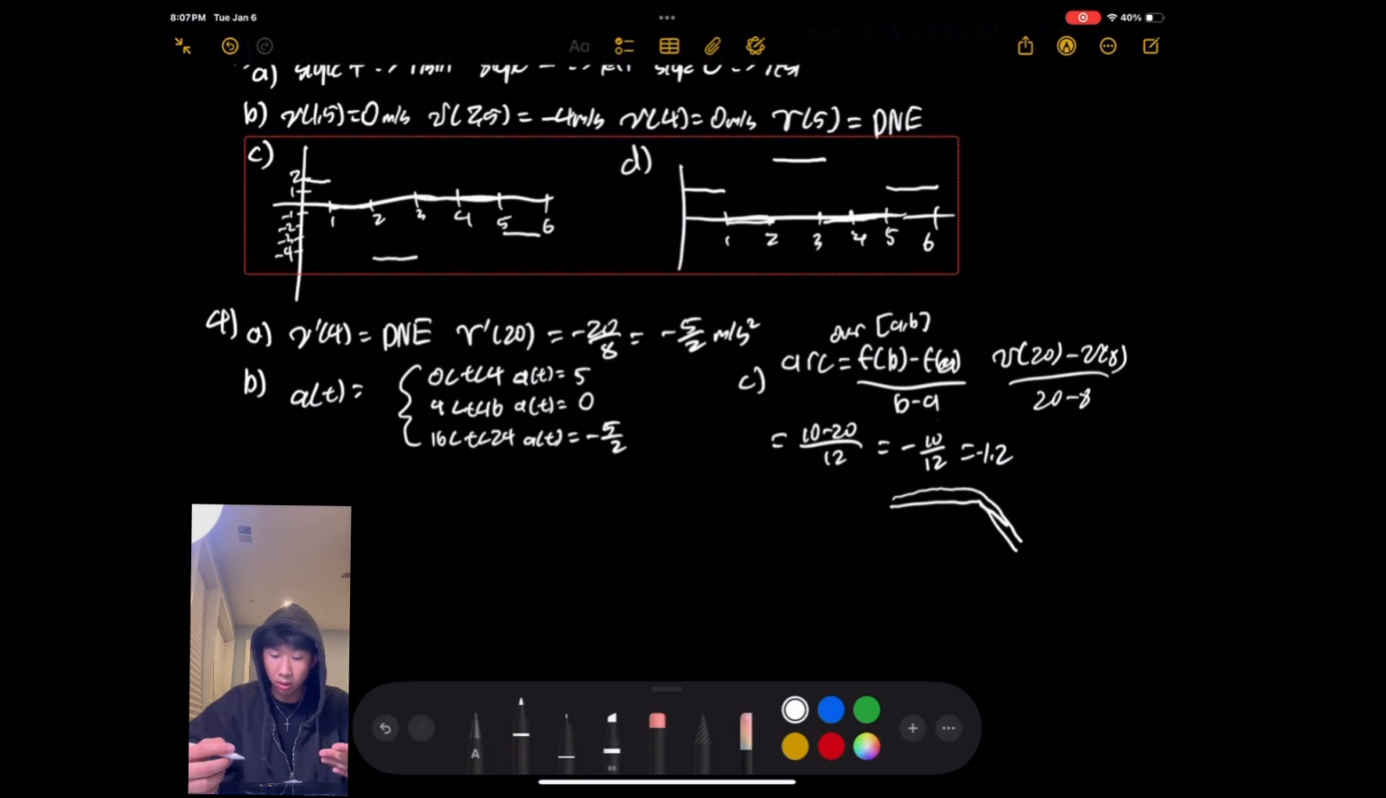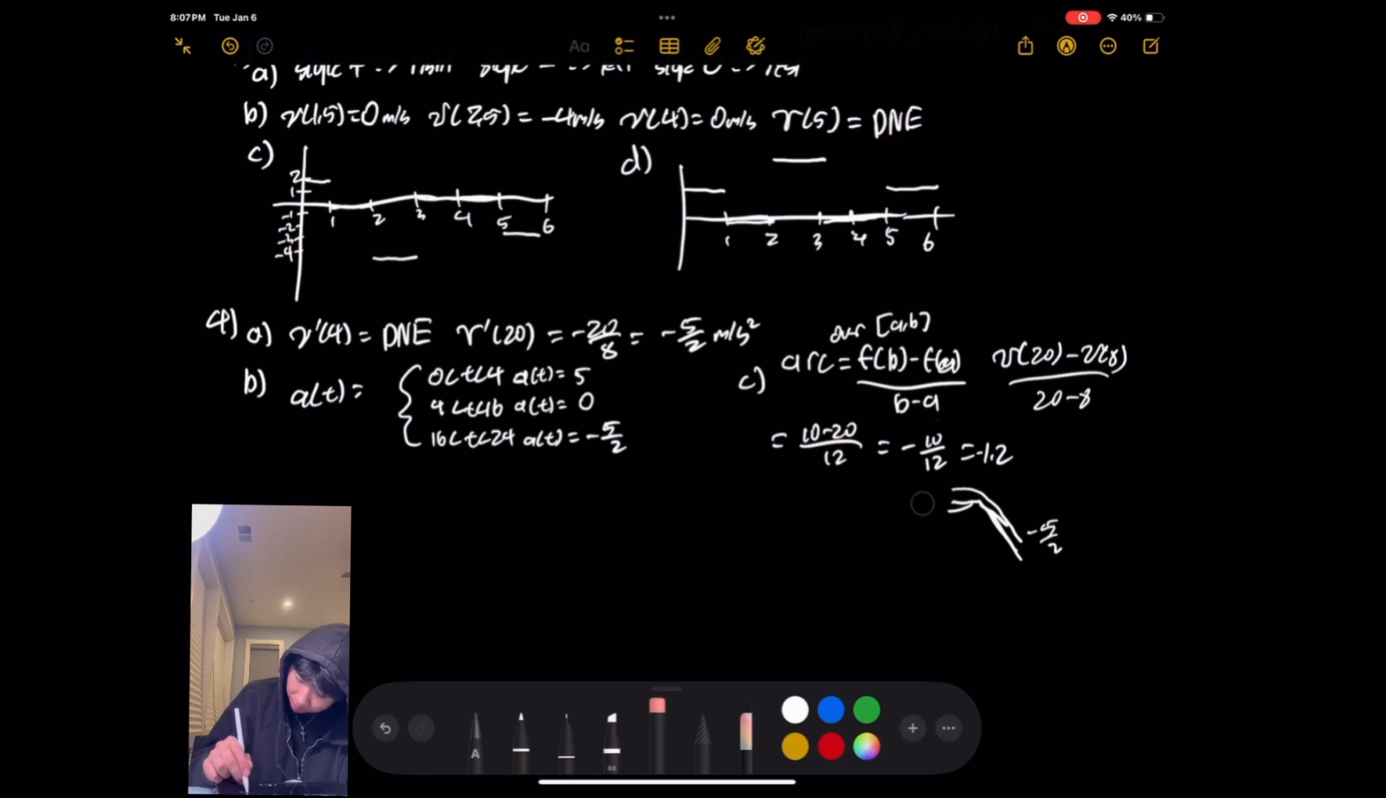But is that the case here, right? The slope here is 0, and the slope here is negative 5 over 2. So when is it equal to negative 1.2, right? And this is why they're trying to trick you, okay? The mean value theorem does not work. Do you know why the mean value theorem does not work?